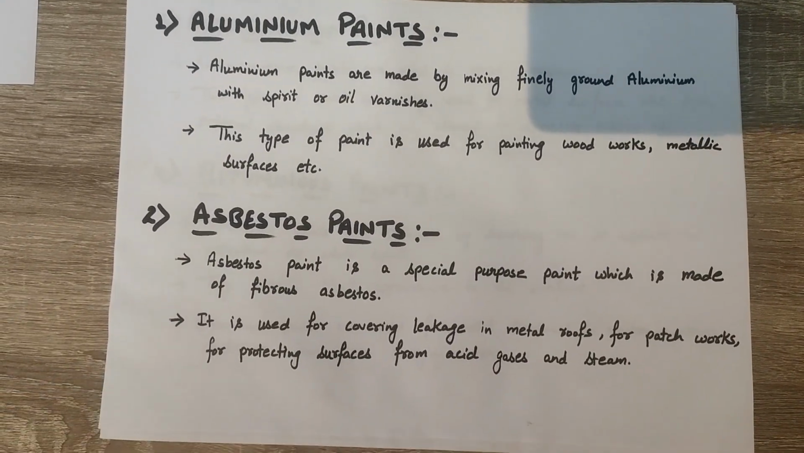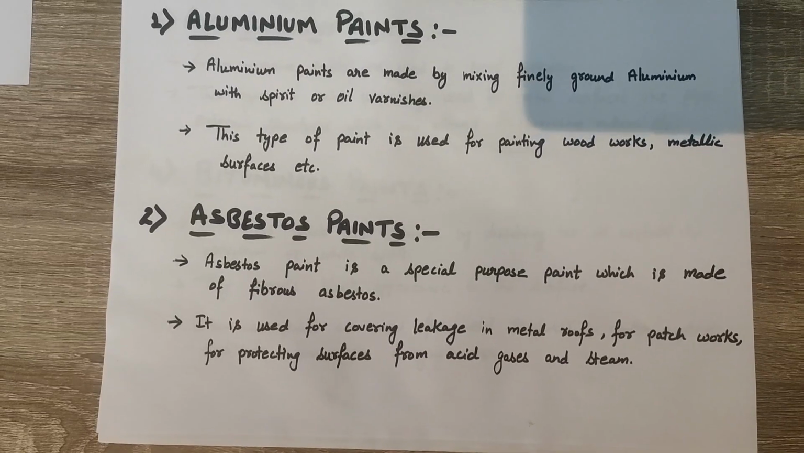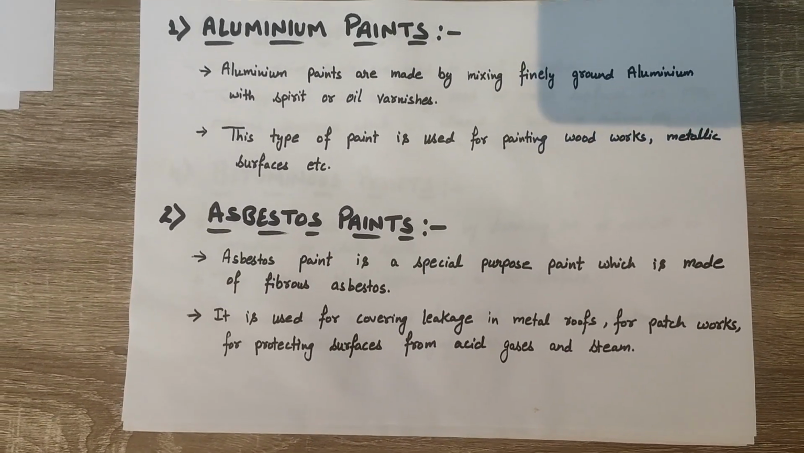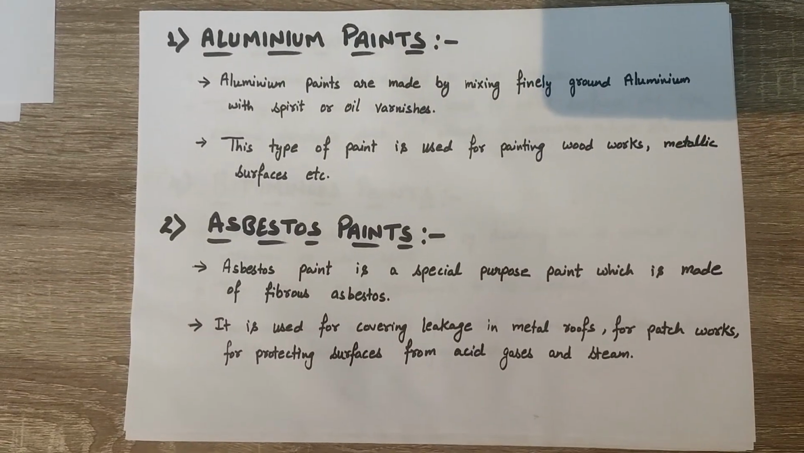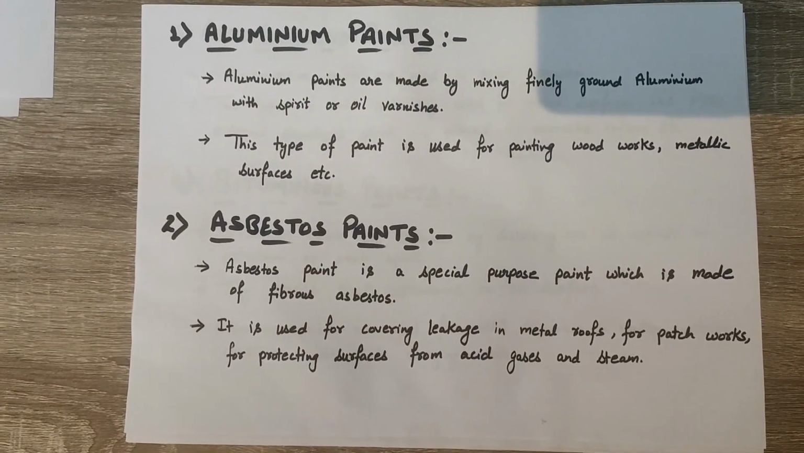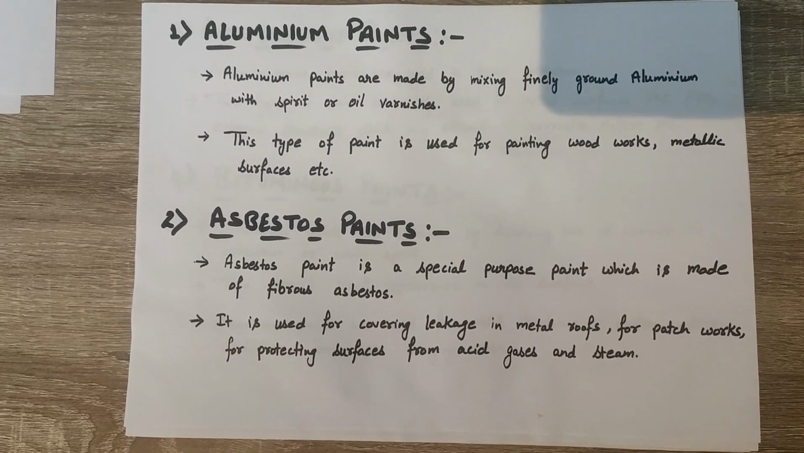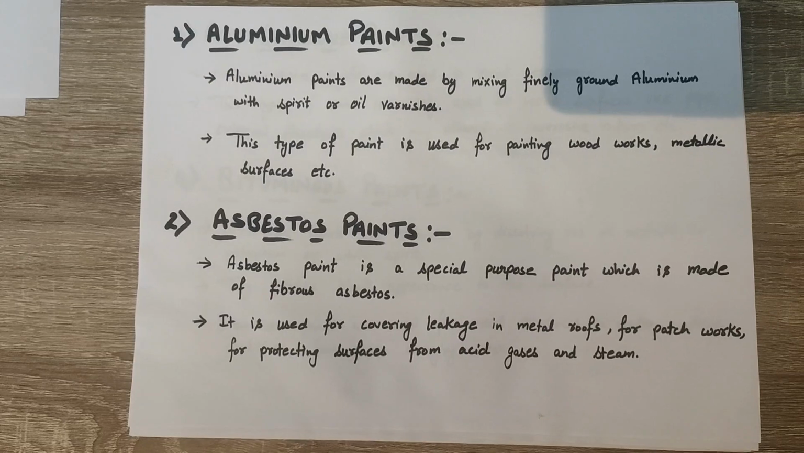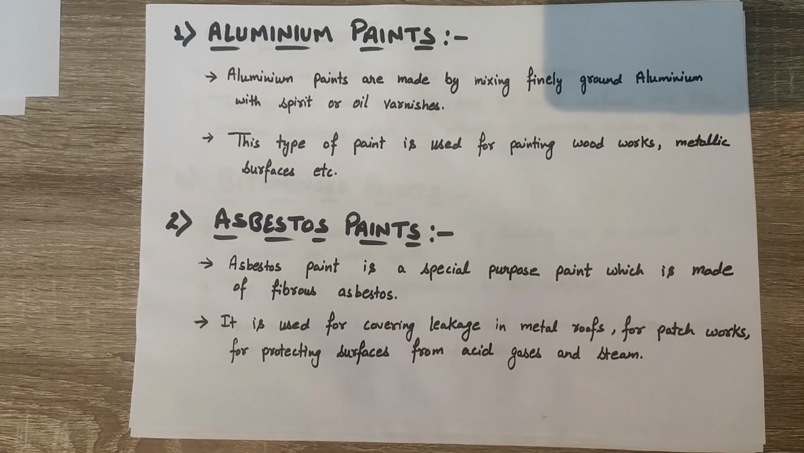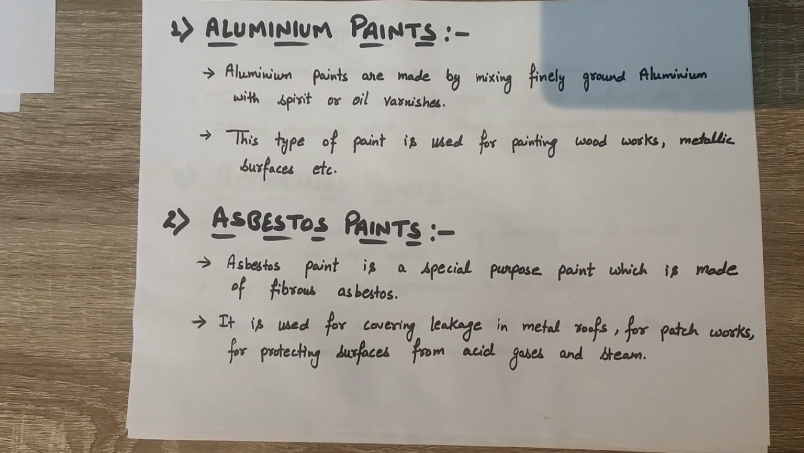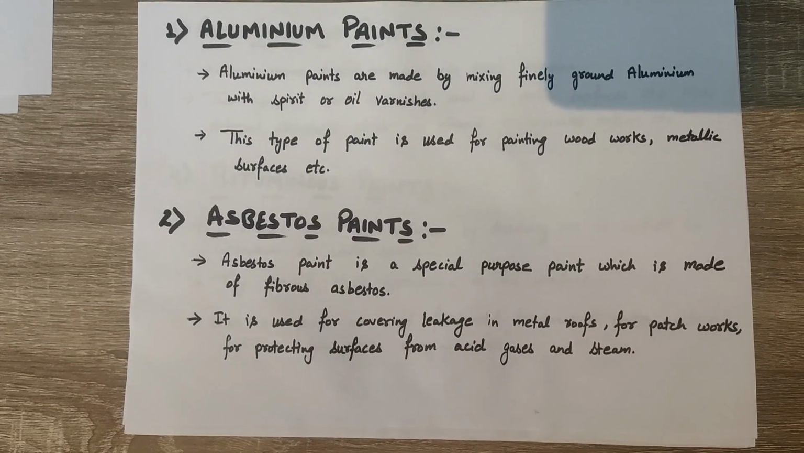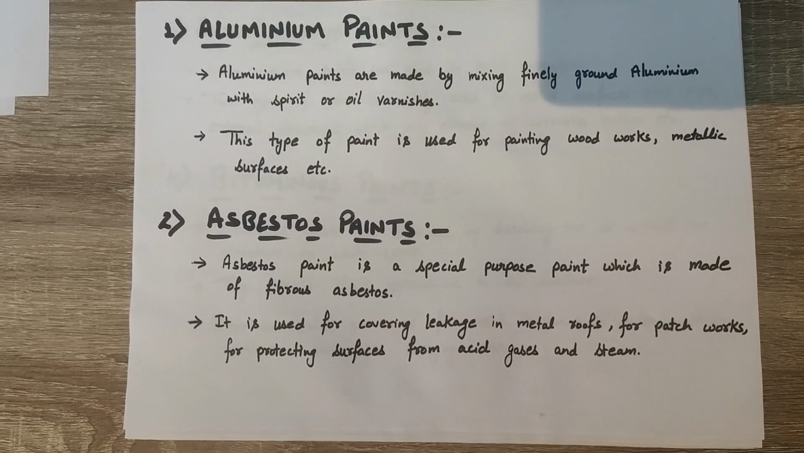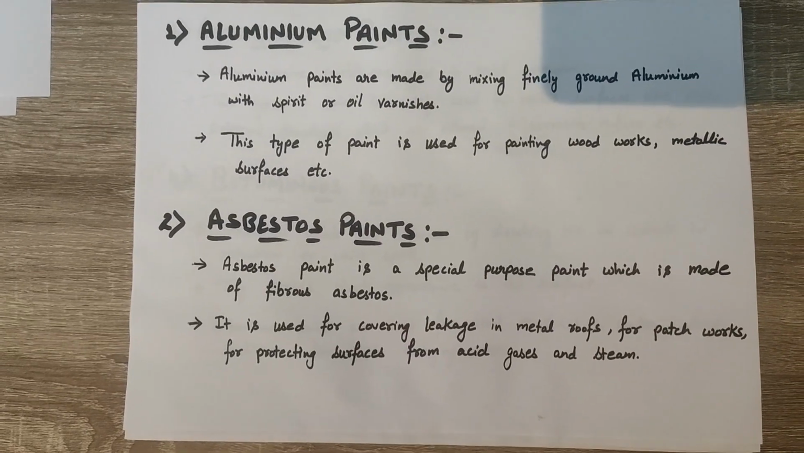Second paint is asbestos paint. Asbestos paint is a special purpose paint which is made of fibrous asbestos. It is used for covering leakage in metal roofs, for patchworks, and for protecting surfaces from acid gases and steam. Generally you have seen the asbestos sheets as well. These are generally for patchwork and to protect surfaces from acidic gases and steam. That's why in most of the industries and factories, we see those asbestos sheets.